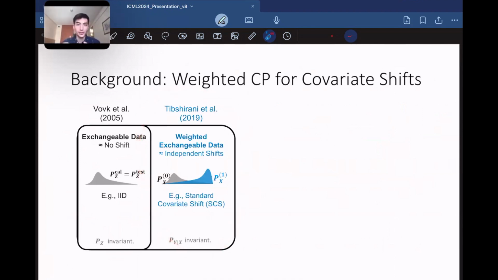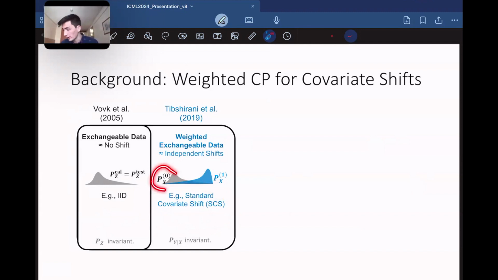More recently, Tibshirani et al. extended conformal prediction from exchangeability to a relaxed criterion they called weighted exchangeability. Roughly, you can think about this as shifts that are independent of each other, so not yet looking at statistical dependencies between shifts, such as the feedback loops that I mentioned. One important and common example is standard covariate shift.